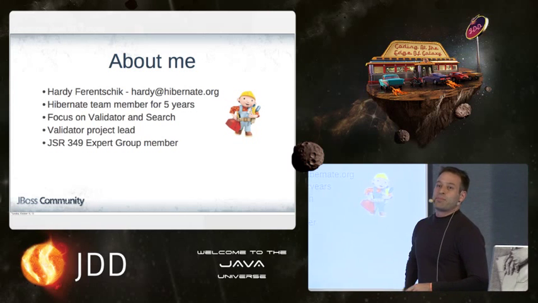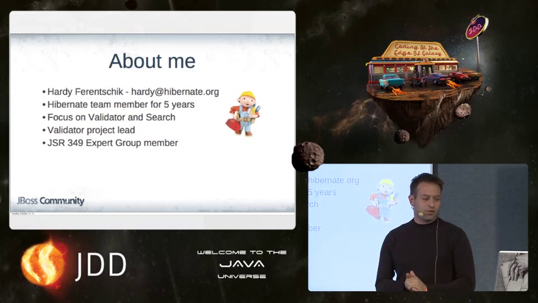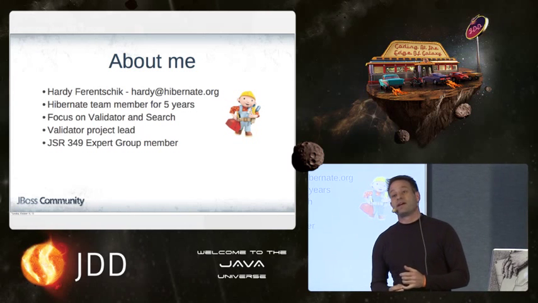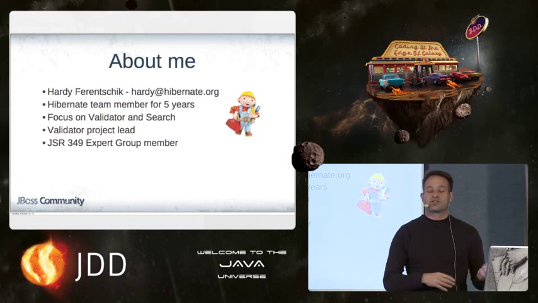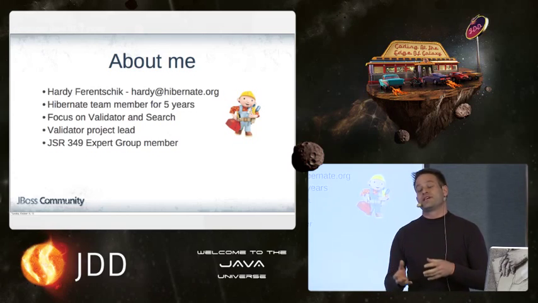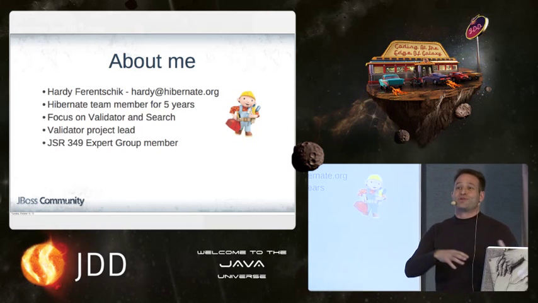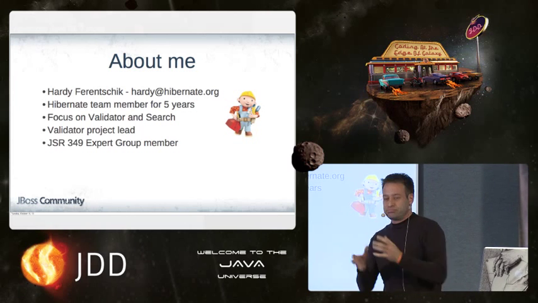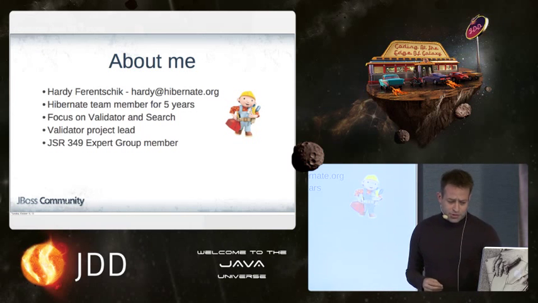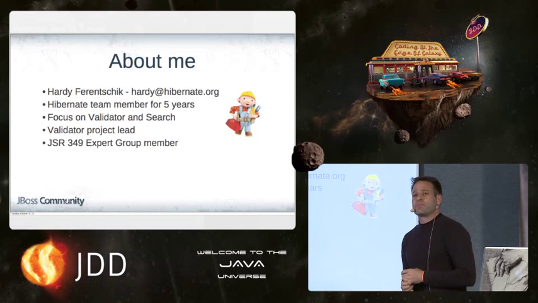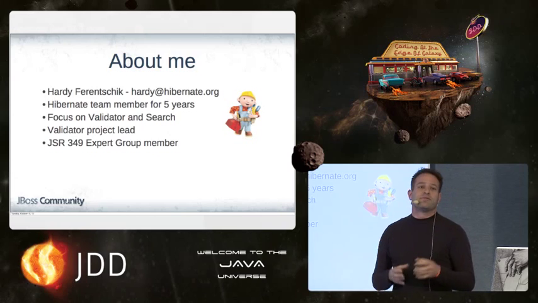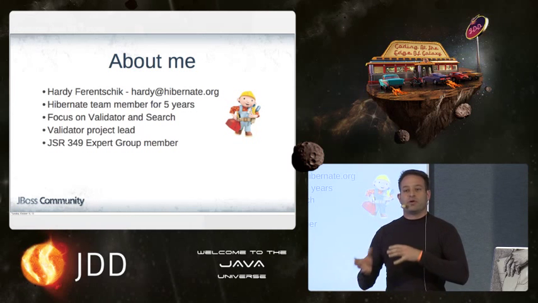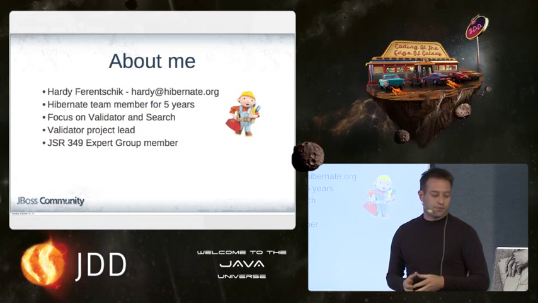So I thought I'd first introduce myself. My name is Hardy. I'm a member of the Hibernate team for quite a few years. I'm the project lead of Hibernate Validator, which is the reference implementation of Bean Validation, which is part of EE7. So that's, of course, the reason why I'm focusing on that part specifically. I'm also part of the expert group for Bean Validation 1.1 and was also a little bit involved in CDI 1.1 and how it integrates into the whole EE7 platform.